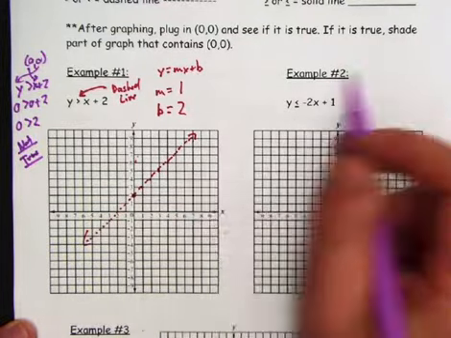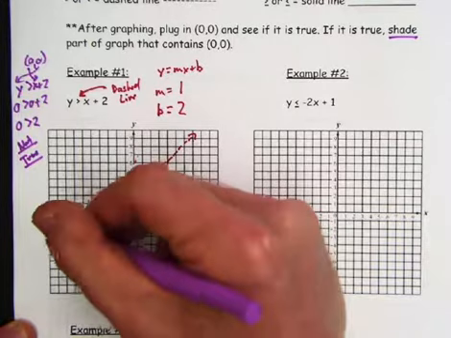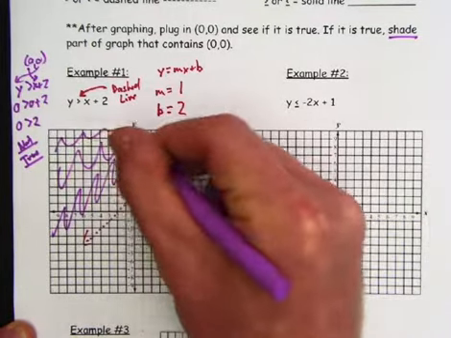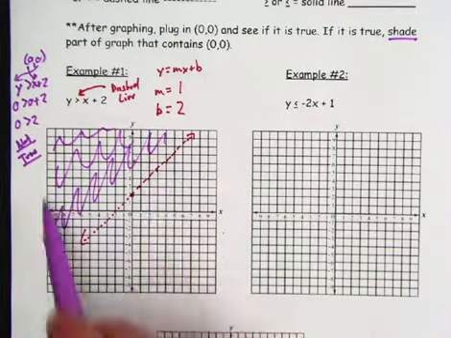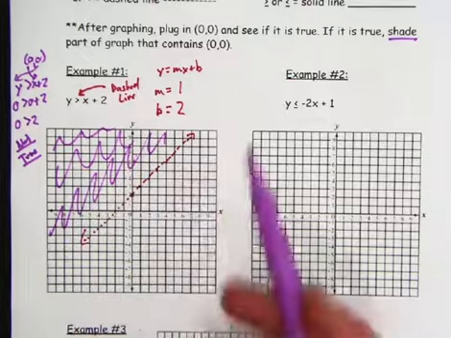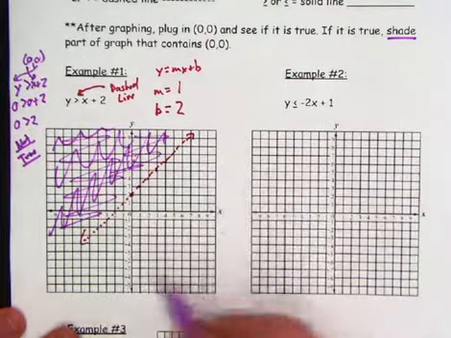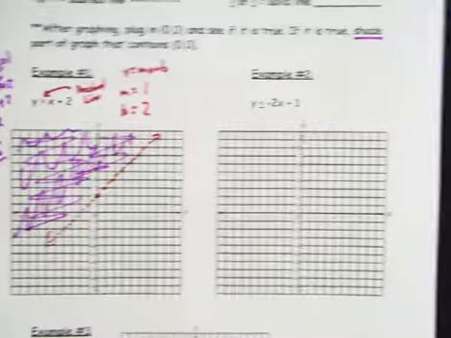So what we're going to do is shade the other side. So I'm shading above. That means all of the spots up here, this is shaded, all satisfy the equation, and anything below the line to this side does not. Right? Let's try this over here for example 2.